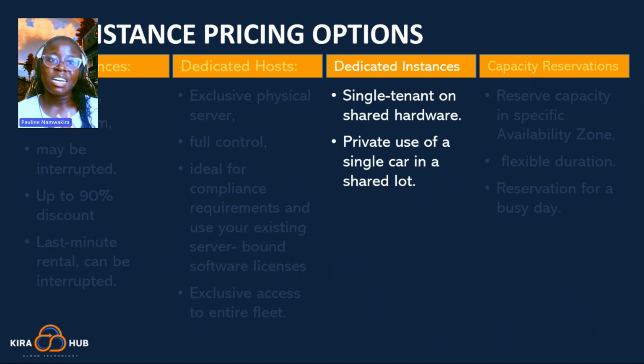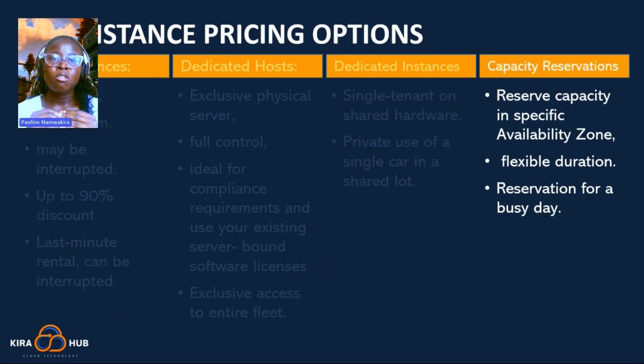So it's like renting a car that only you are going to use. So only you will use that car, but without choosing the exact location or model. So all that is managed by AWS. So capacity reservation allows you to reserve instance capacity in a specific availability zone for any duration that you need. This is similar to reserving a specific car in advance for a trip, and they will ensure that that car will be available when you need it.